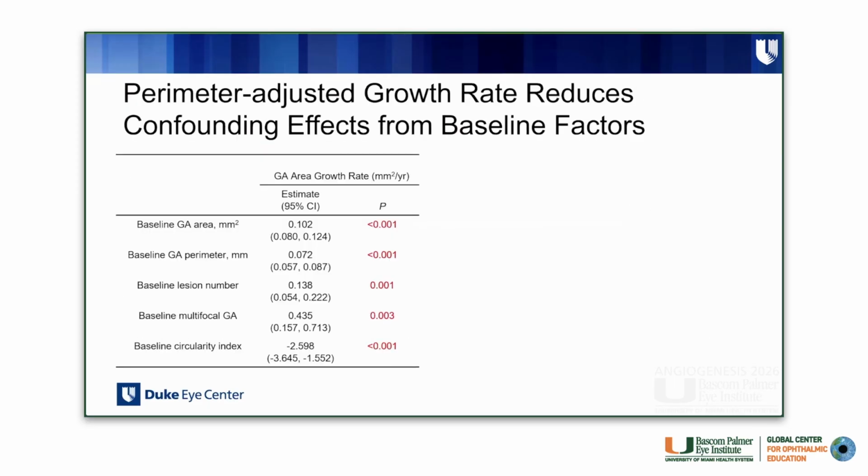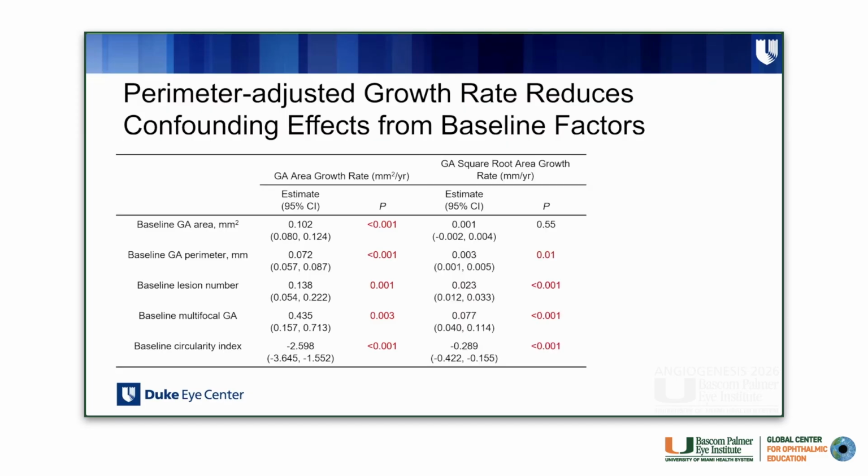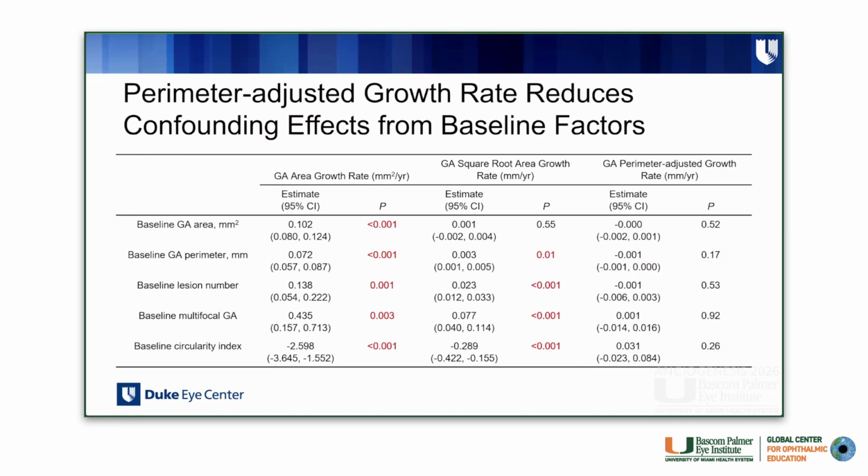We next investigated baseline factors associated with each GA growth rate metric. GA area growth rate was confounded by all baseline shape factors, including the area, perimeter, lesion number, multifocal lesions, and circularity index. GA square root transformed area growth rate reduces the dependence on baseline GA area as previously reported, but it is still confounded by other baseline shape factors. In contrast, GA perimeter adjusted growth rate reduces the significant dependence on baseline factors.